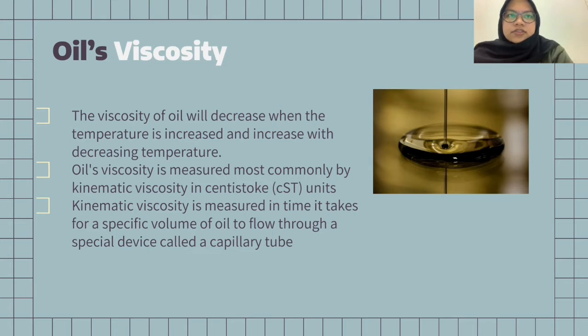First of all is the oil viscosity. The viscosity of oil will decrease when the temperature is increased and will increase with decreasing temperature. Oil viscosity is most commonly measured by kinematic viscosity in centi-Stokes units. Kinematic viscosity is the time it takes for a specific volume of oil to flow through a special device called a capillary tube.